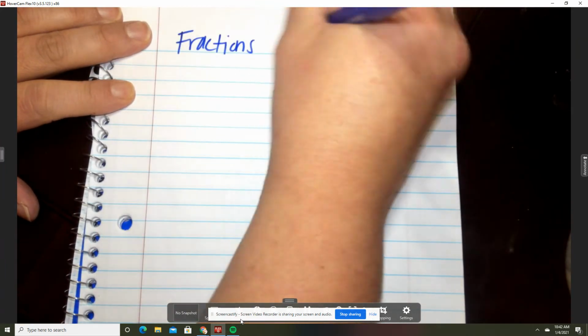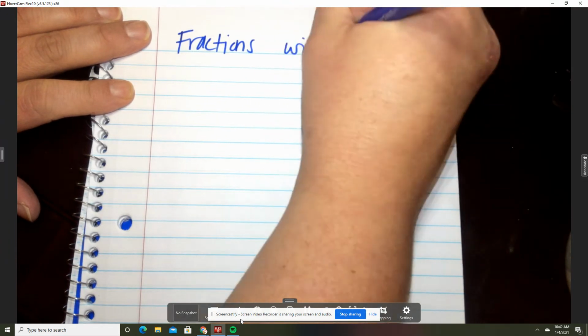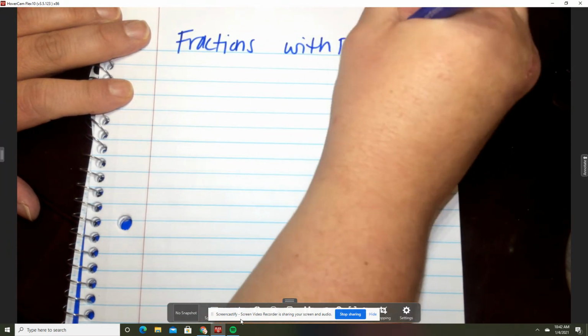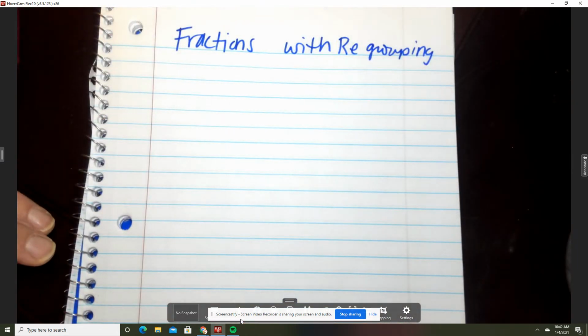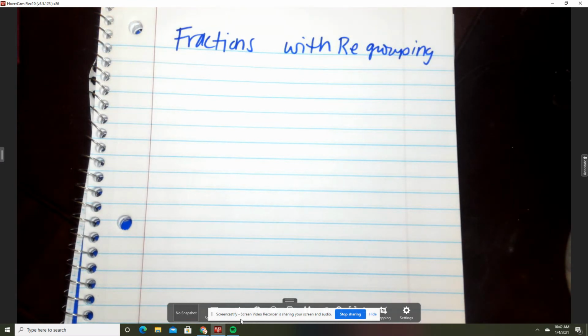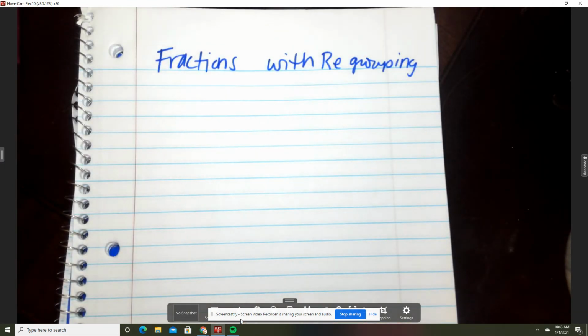Okay, so fractions with regrouping. Okay. Now, like I said, that is horrible handwriting, and I apologize for that. I'm going to redo that because that is so bad.